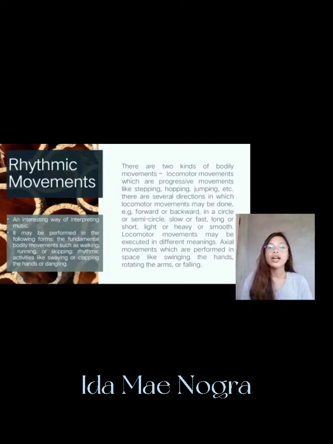So, locomotor and axial movements are the two types of physical movements. Locomotor movements can be performed in a variety of ways, including in a circle or semicircle, at a slow or fast pace, for long or short periods, and with light, heavy, or smooth movements. Swinging the hands, spinning the arms, or falling are examples of axial movements in space.